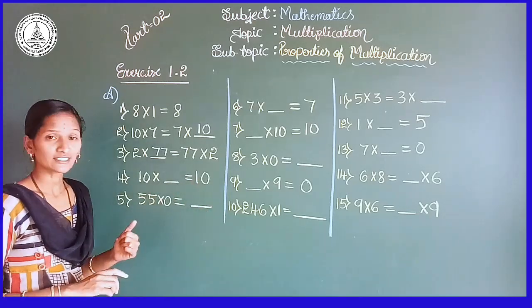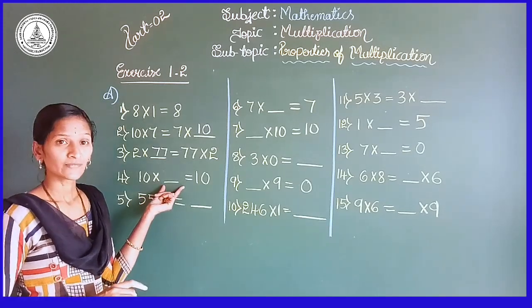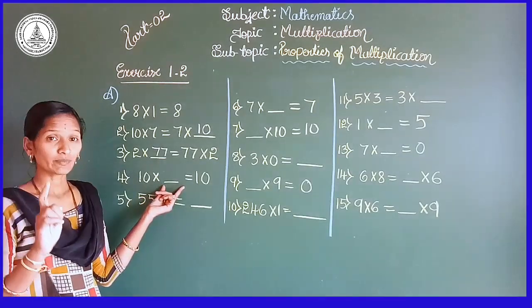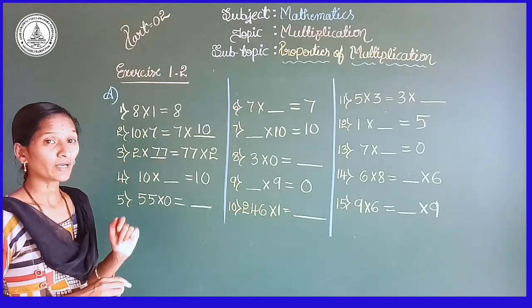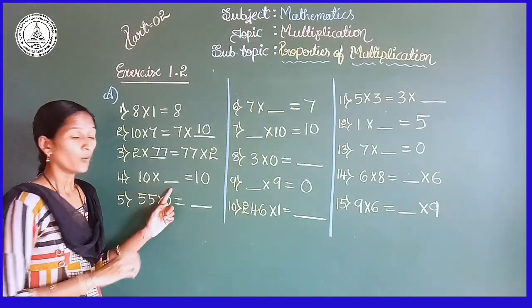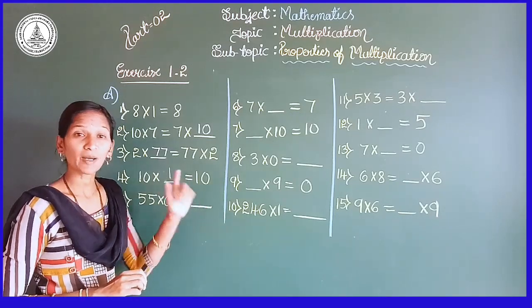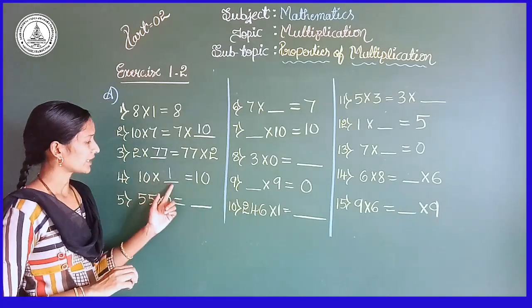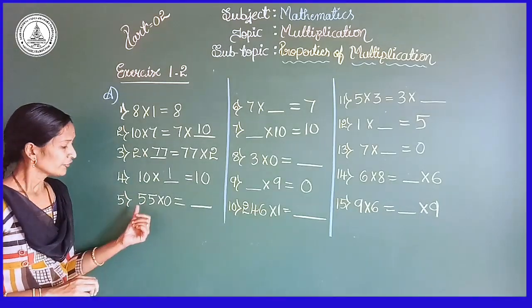So what does it tell? Which number are you writing here? Yes. Once you remember the third property of multiplication: if you multiply a number with 1, the product is always the same number itself. So I am writing here 1. Right? Come to the fifth one.